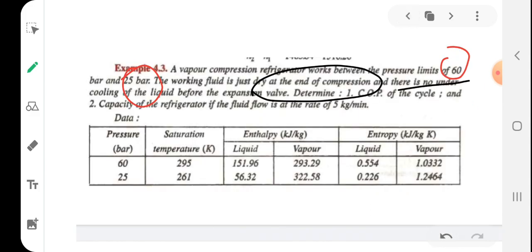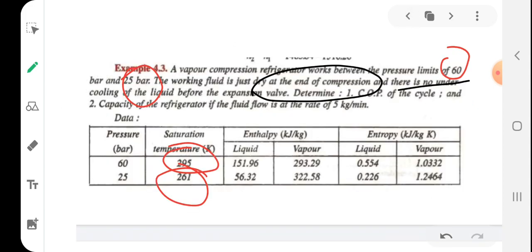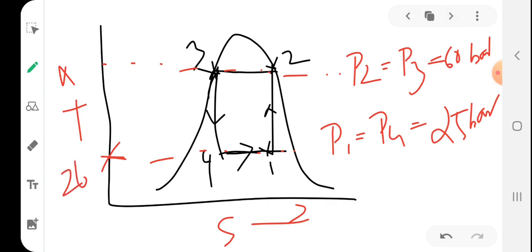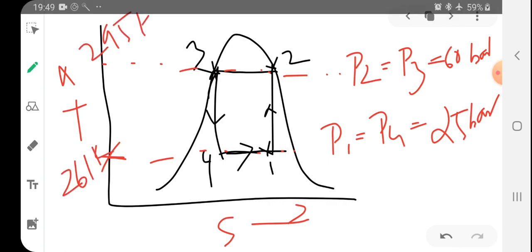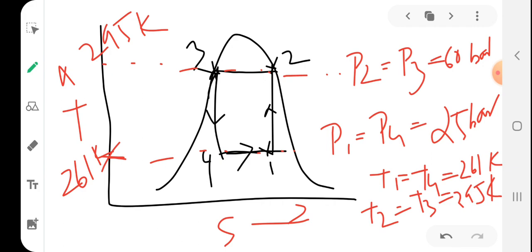And what are the other given data? Corresponding saturation temperatures we can obtain. Since this is a TS diagram, this temperature will be 261 Kelvin and 295 Kelvin. So T1 equal to T4 equal to 261 Kelvin. T2 equal to T3 equal to 295 Kelvin. Okay. Now what else?